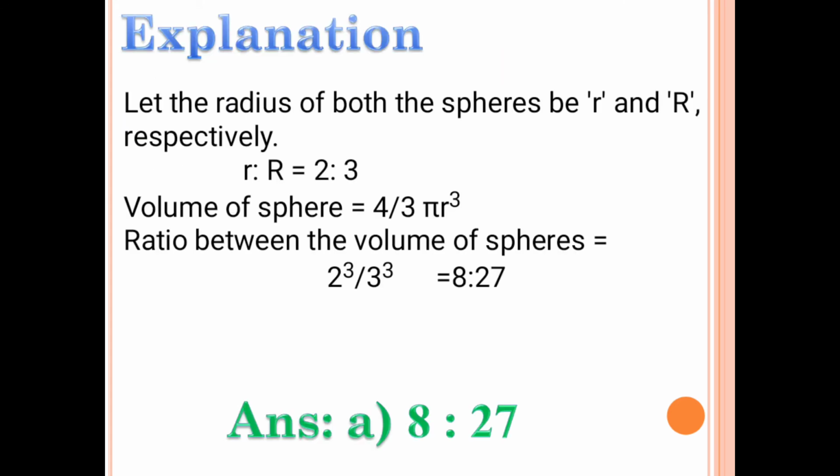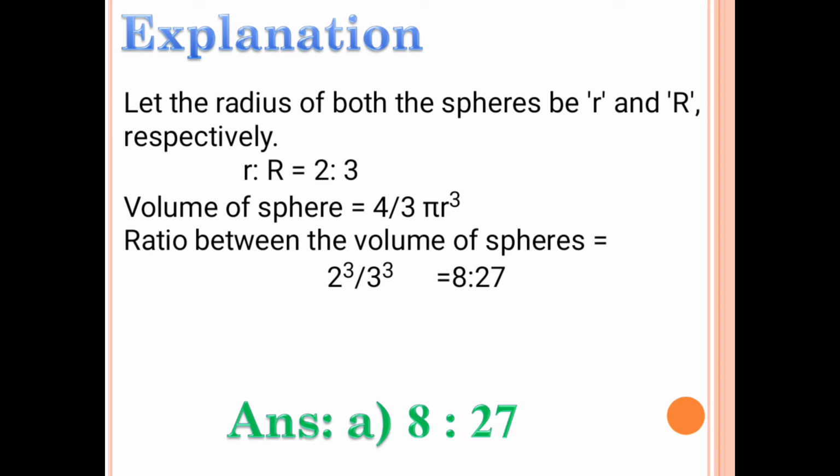So now we can apply some direct method. Let the radius of both spheres, because we consider two spheres. The first sphere has radius small r, and the second sphere has radius capital R. Already they have given the ratio of the radii, small r is to capital R equal to 2:3. We know that the volume of a sphere equals 4/3 pi r cube.